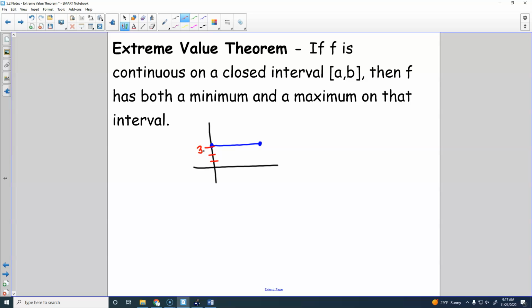They're not going to ask you about a horizontal line very often, because it's not a very interesting problem, right? More than likely, what you're going to see is a function that does who knows what, something like this, right? If it is continuous and on a closed interval, it has to have an absolute maximum and absolute minimum. It may look many different ways, but it has to have an absolute maximum and absolute minimum. Okay?